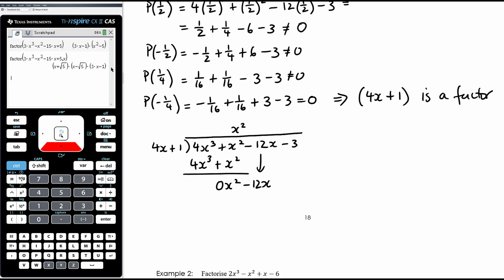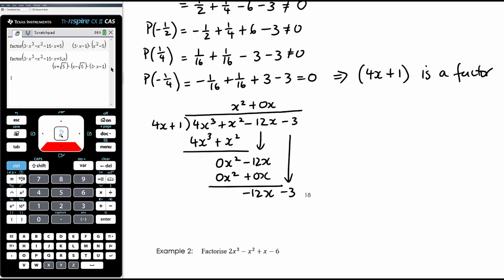So what do I have to multiply 4x by to get 0x squared? Well, that would be 0x, so there's no x term in the quotient. Multiplying 0x by 4x plus 1, again is 0x squared plus 0x, and subtracting. So we do need to persist through that so we can still work with our negative 12x and our negative 3.